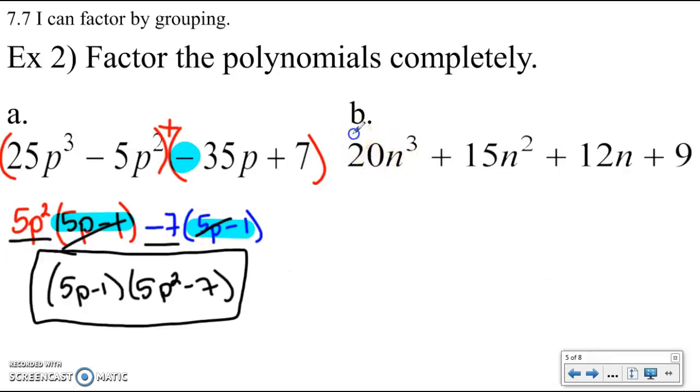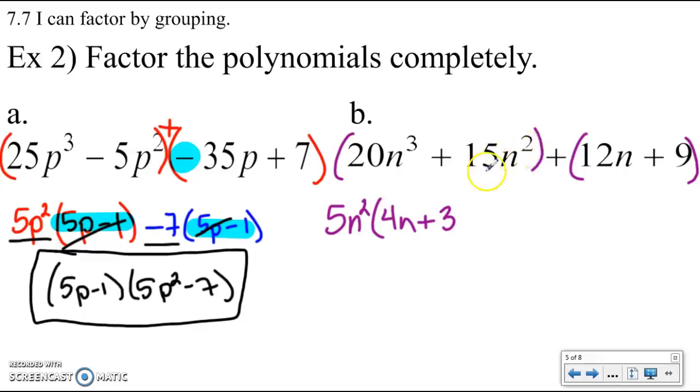So the last one here, first step, make two groups. Okay, in the first group I can divide 20 and 15 by 5, and they both have n's. The smallest exponent is squared. So 20 divided by 5 is 4. If I had 3 n's and I took 2 out, I have 1 n left. 15 divided by 5 is 3. Had 2 n's, took 2 out. That one's done.